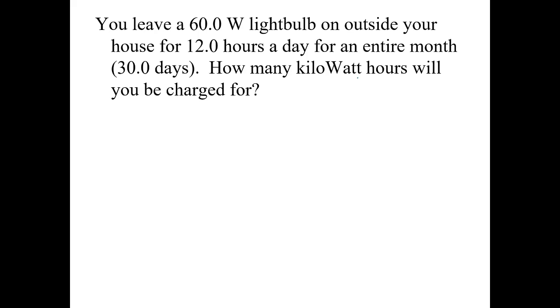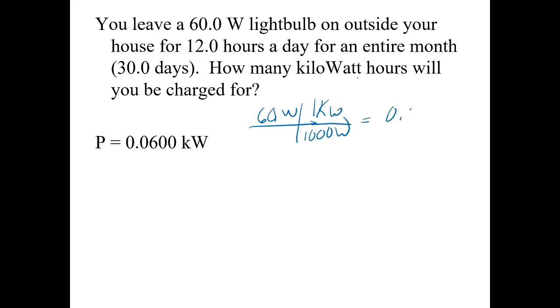So let's say we have a 60-watt light bulb, maybe a porch light, and we leave it on all night. So 12 hours a day for an entire month. That's 30, let's say it's 30 days. Let's see how many kilowatt hours we'll be charged for. For the power, I just went ahead and divided by 1,000. Nothing fancy here. 60 watts, and 1,000 watts in a kilowatt. It's 0.0600 kilowatts.